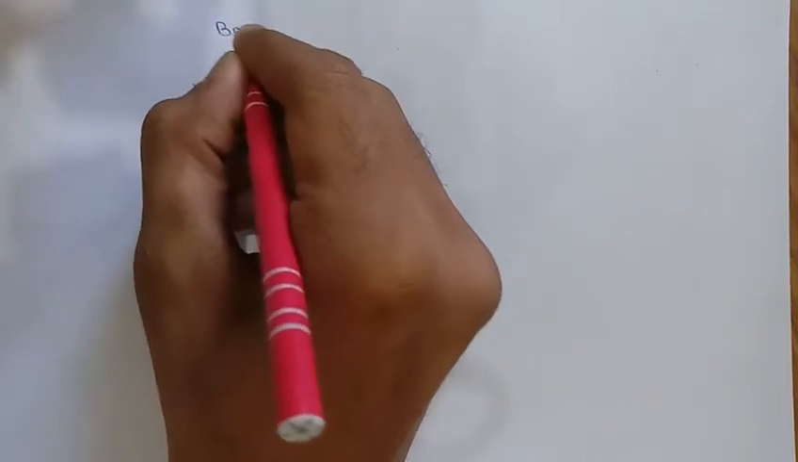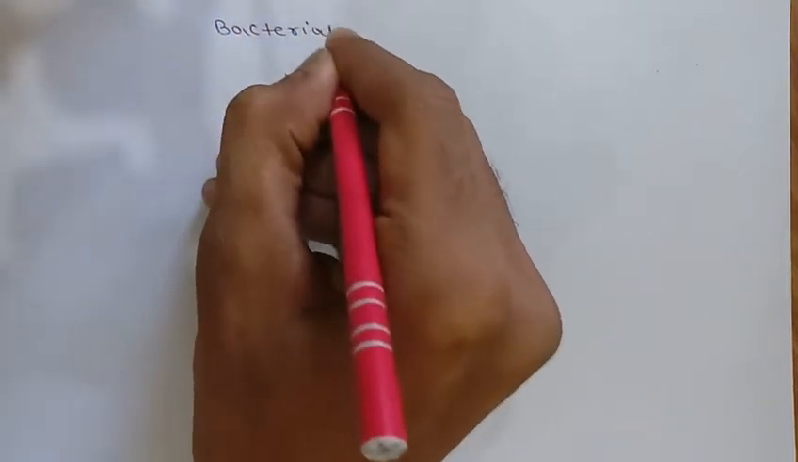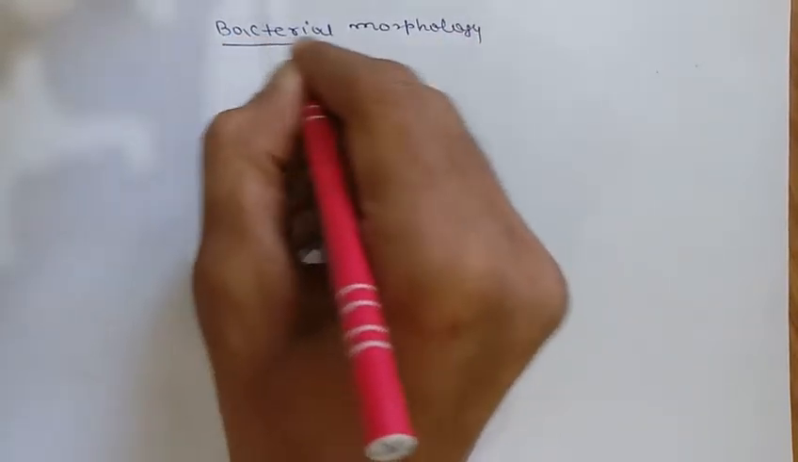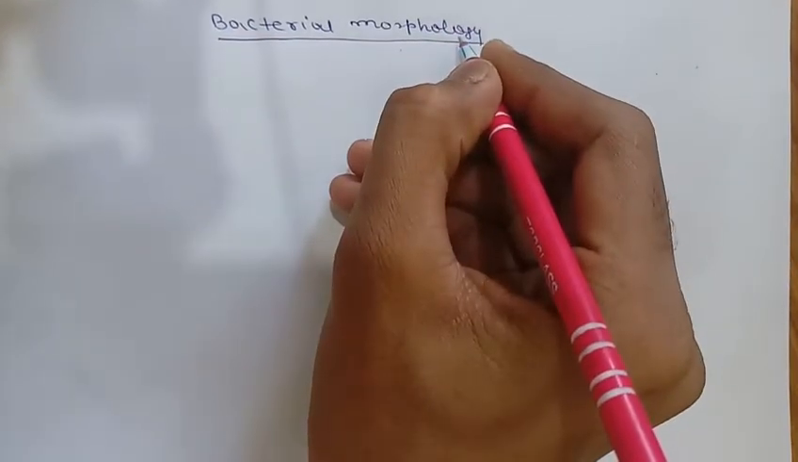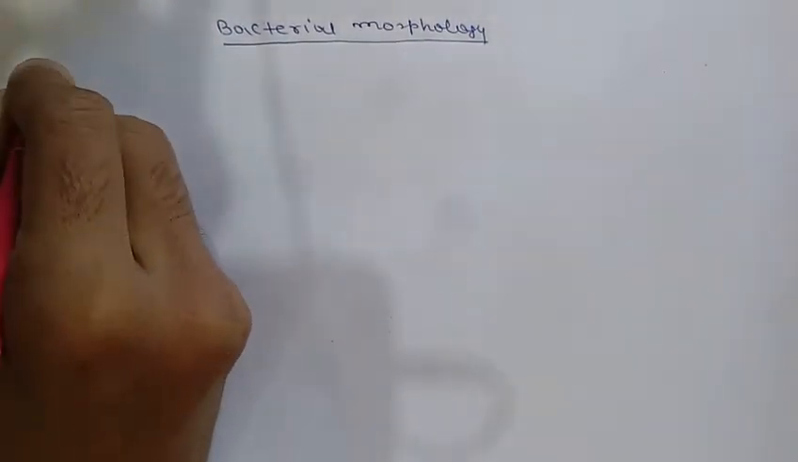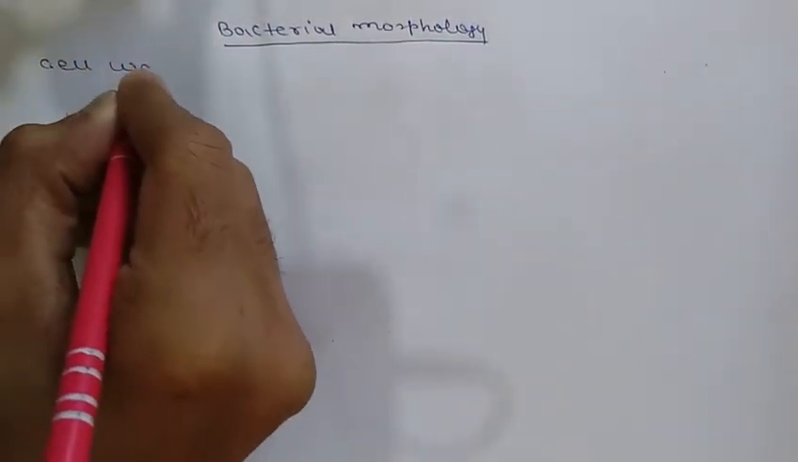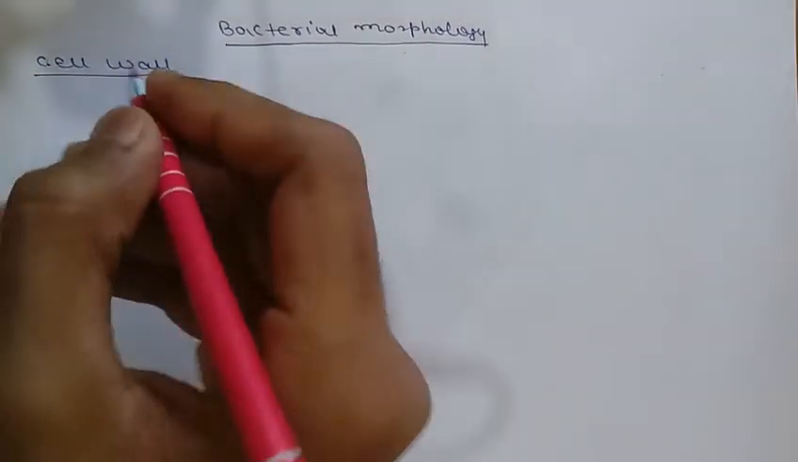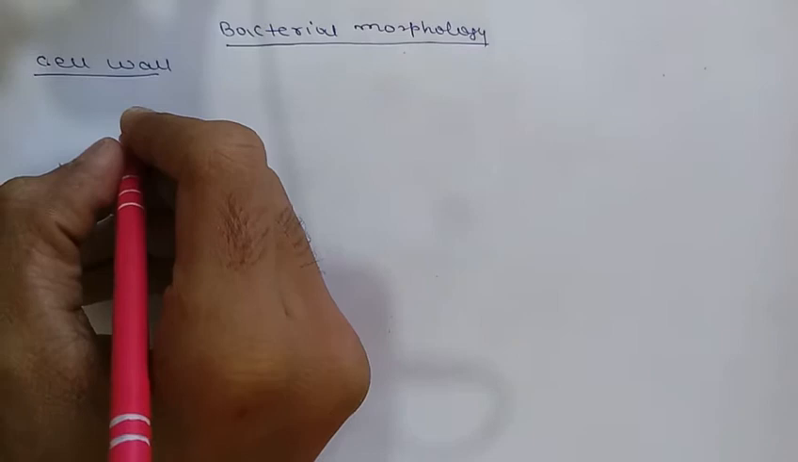We are going to discuss bacterial morphology. We will first discuss the bacterial cell wall, then we will move to the bacterial membrane and more. Starting with the bacterial cell wall, because the cell wall of bacteria is very important. We will discuss the cell wall of bacteria in two groups.